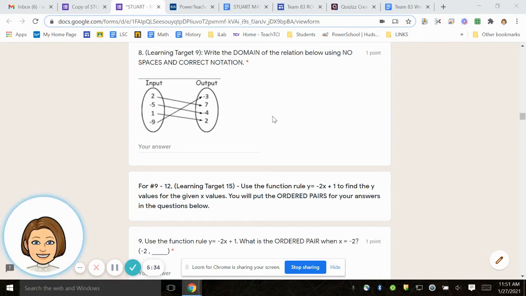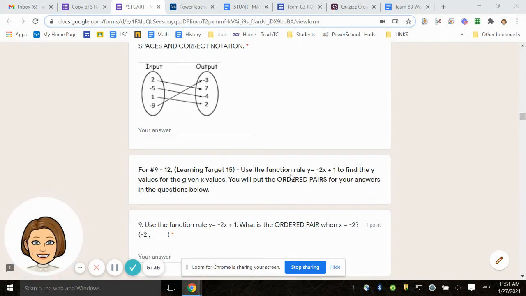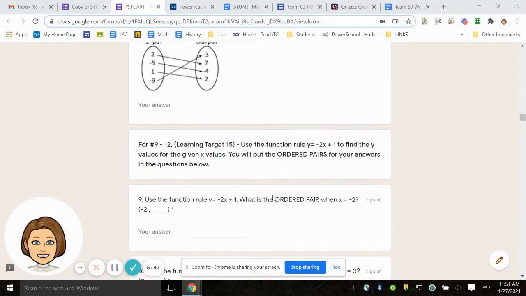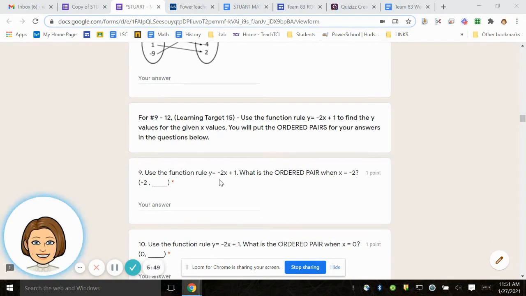For numbers 9 through 12, you're going to use the function rule y equals negative 2x plus 1 to find the y values for the given x values. You will put the ordered pairs for your answers in the questions below. So when you have the function rule y equals negative 2x plus 1, and you substitute the x for negative 2, what do you get for the y?